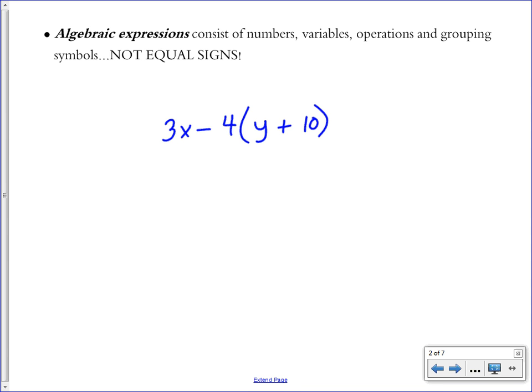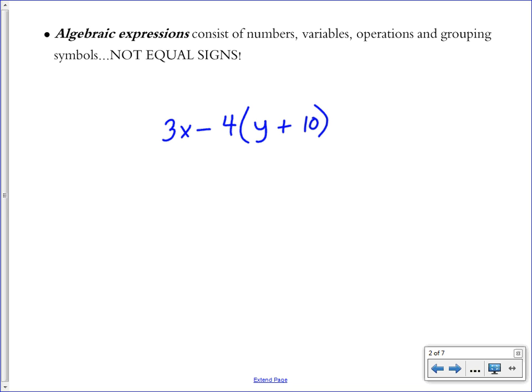Okay? This consists of numbers, like the 3, the 4, and the 10. It consists of variables, x and y. It consists of operations, like multiplication, subtraction, addition. And it consists of grouping symbols, which is those parentheses there. There is no equal sign anywhere in here. When you see an equal sign, it's called an equation. If there's no equal sign in it, it's just an expression, a grouping of numbers and symbols.